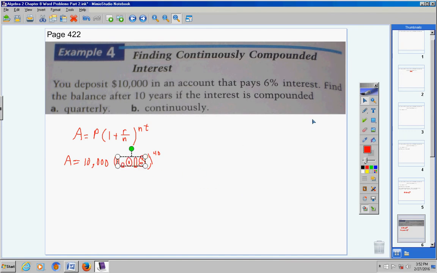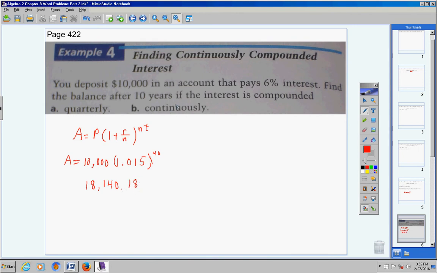And now it's a calculator problem, isn't it, guys? Sure it is. With your calculator, you're going to type in 10,000, then parentheses, then 1.015, then close your parentheses, then arrow, and then 40. And you should get $18,140.18.